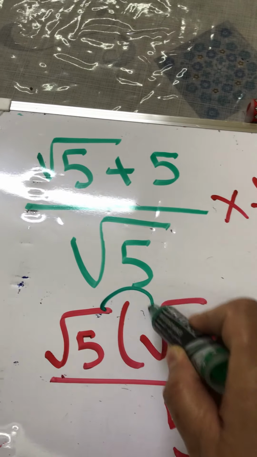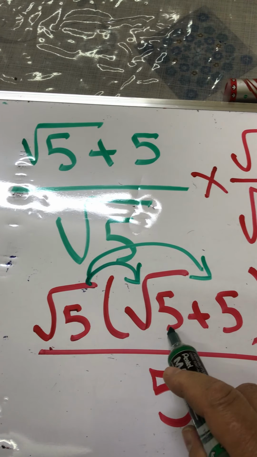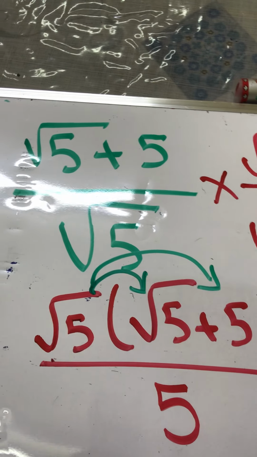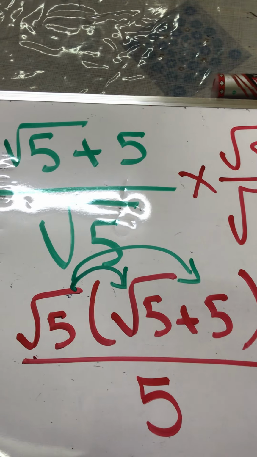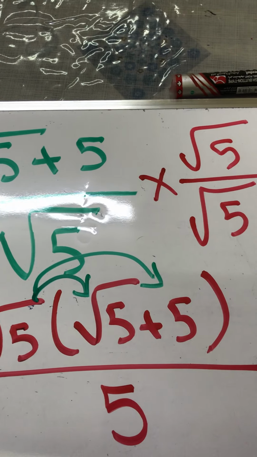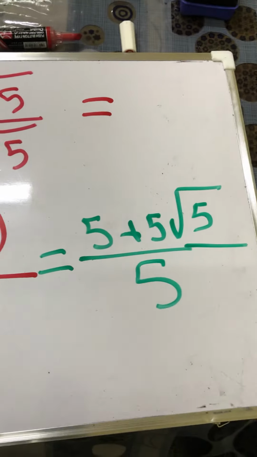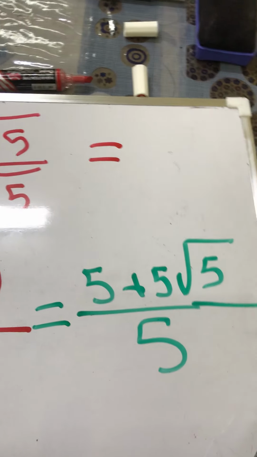We have square root of 5 distributed up. Square root of 5 times the square root of 5 equal just 5. Square root of 5 multiply positive 5, it will be positive 5 square root of 5 over 5. How many 5 we have?